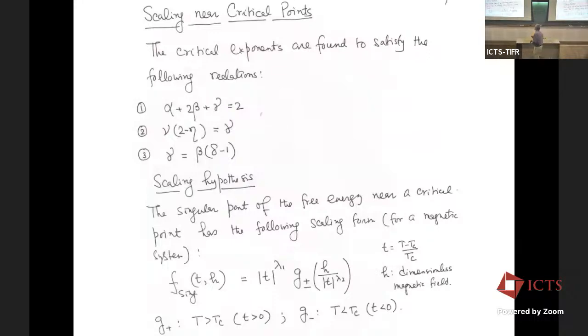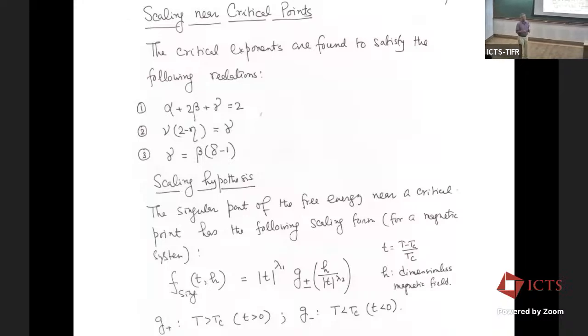So the new thing is this. I have defined these six exponents: alpha, beta, gamma, delta, which are from equilibrium behavior, and this eta and nu, which are from the correlation length and correlation function. All these exponents are not independent. There are specific relationships among them, which are satisfied for all critical points.